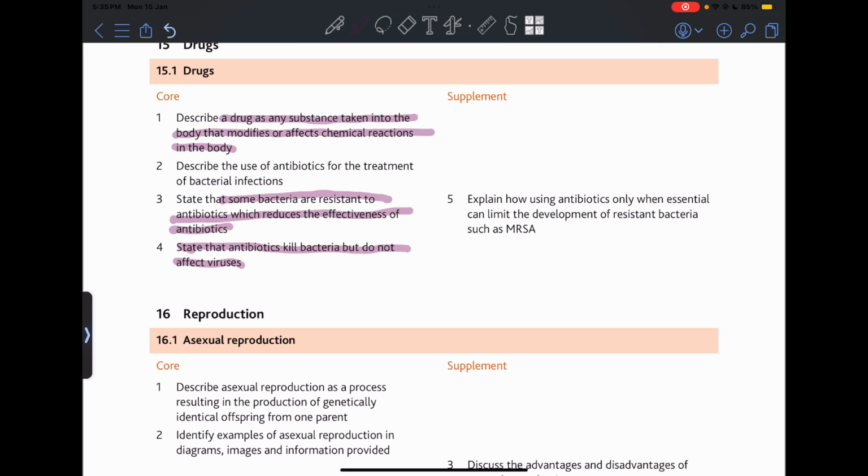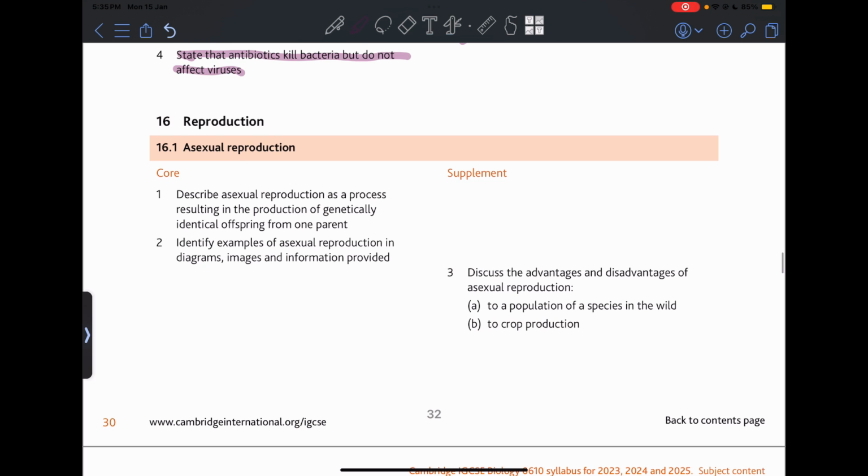Number 5, which is only for extended students, explain how using antibiotics only when essential can limit the development of resistant bacteria such as MRSA. So basically, you only have to use antibiotics when you need them, because sometimes you will have resistant bacteria developing inside of your body. This will make it hard to treat any kind of bacterial infection in the future.